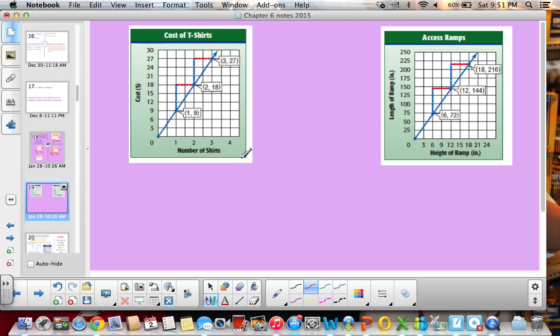So now if we're given a graph, it's just a little bit different, but we can still find the rate of change, and we still want to look for change in y over change in x. So super important to remember: change in y over change in x. So y is always on the top.